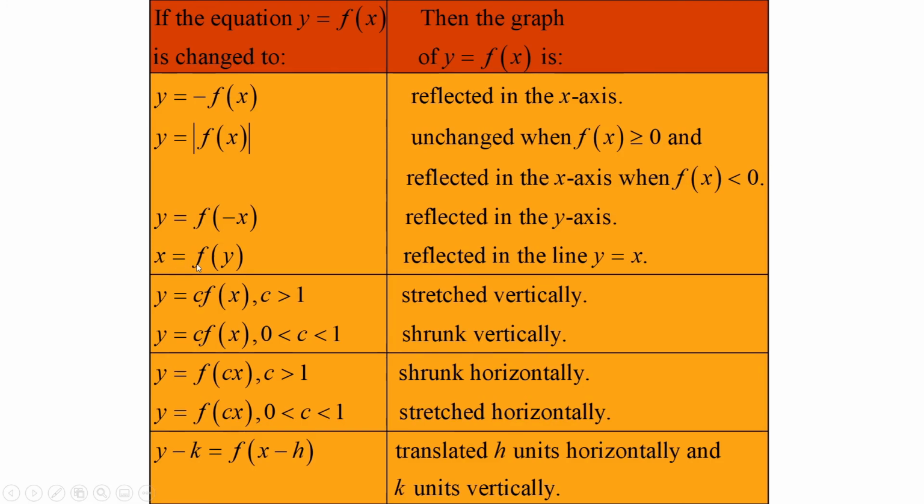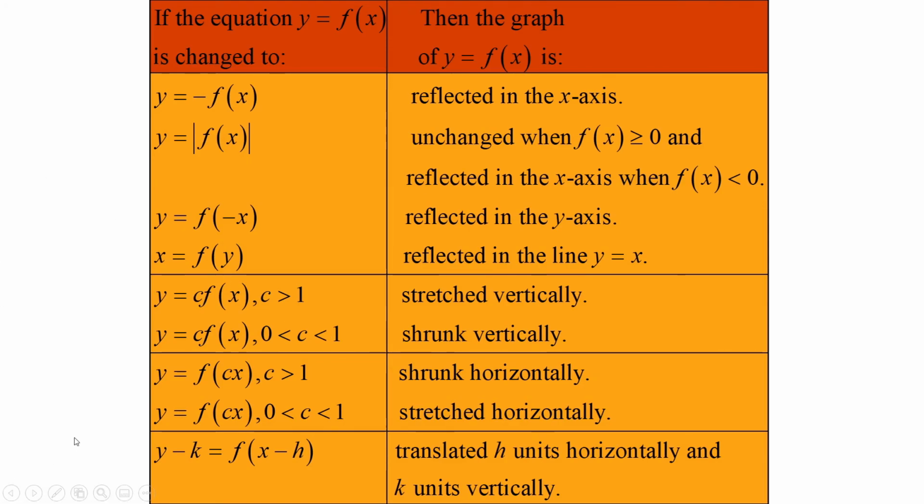How about x equals f of y? All we did there was interchange the variables. So that's a reflection in the line y equals x. Look over here, reflected in the line y equals x. And then the stuff we started working on today, y equals c times f of x, where c is greater than 1. That's going to be a vertical stretch. Y equals c times f of x, where c is in the open interval between 0 and 1. That's going to be vertically shrunk.